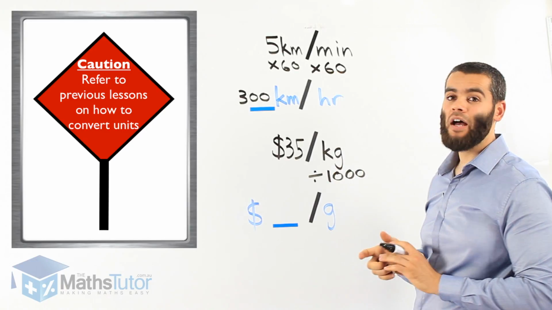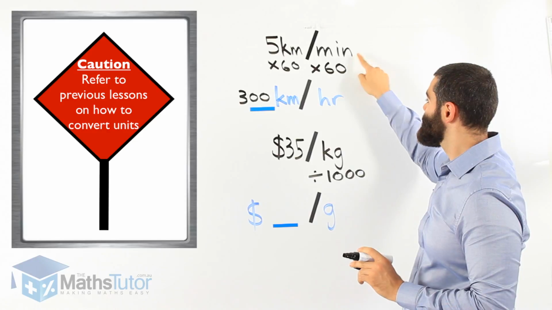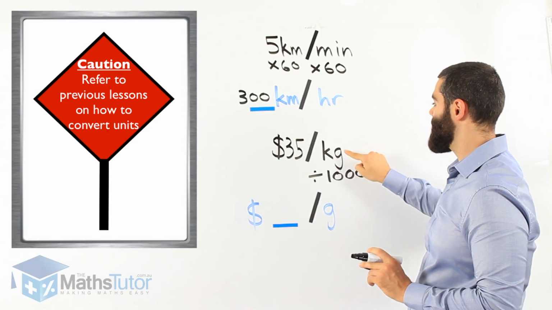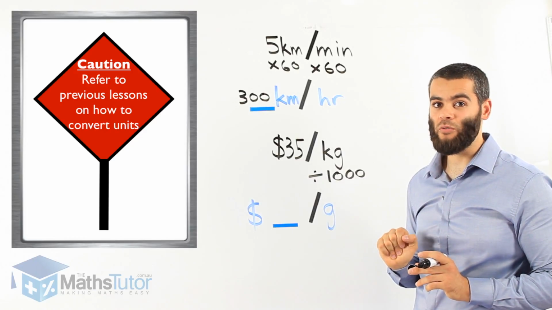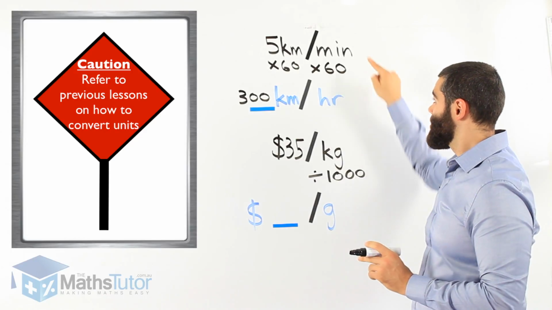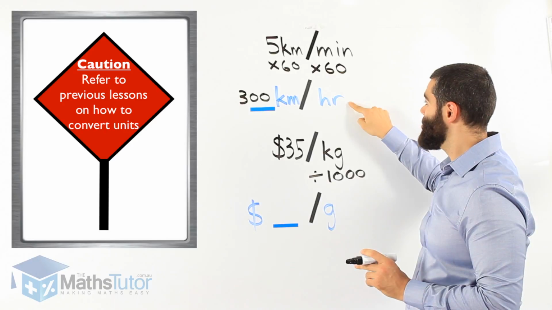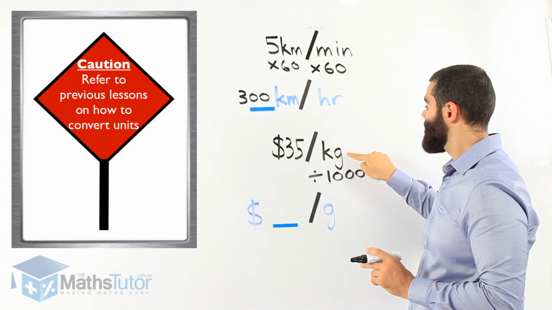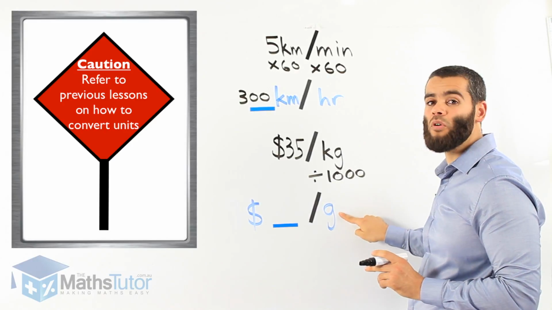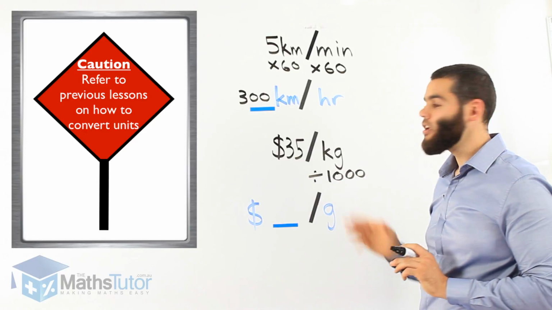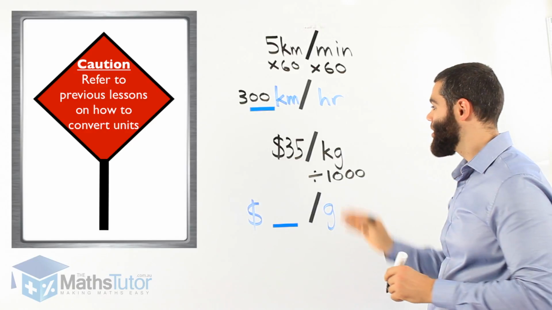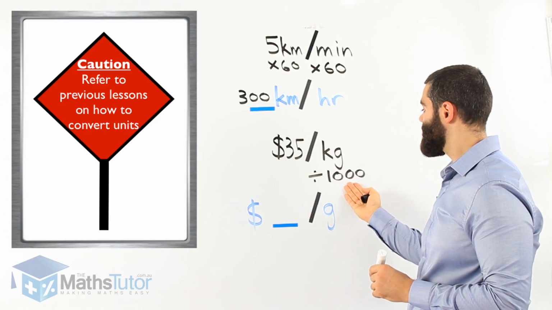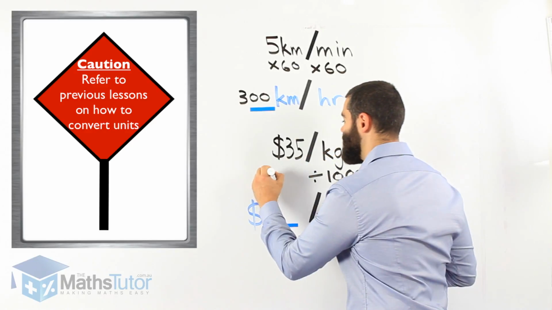Here we multiplied because we're going from a small to a big unit. Here we're going from a big unit to a small unit. Very important to know that rule. The rule is small unit to larger unit, we multiply. Large unit going down to smaller unit, we divide. We divide by 1,000 because there are 1,000 grams in a kilogram. Now we divide by 1,000 on this side, and 1,000 on this side.